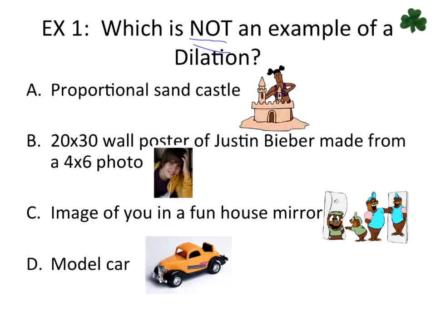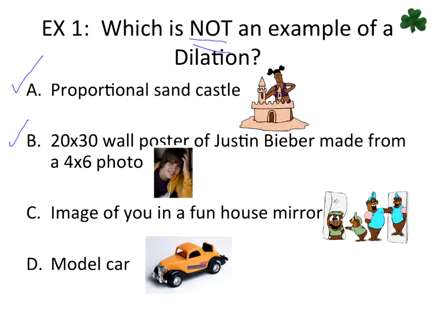Okay, so A is a proportional sandcastle. That means it's staying in proportion to a real castle. That one's okay. It's just a shrunken version of the original. B says a 20x30 wall poster of Justin Bieber made from a 4x6 photo. That again is just a shrunken version. How can I tell? We're going to come back and answer these in a minute.